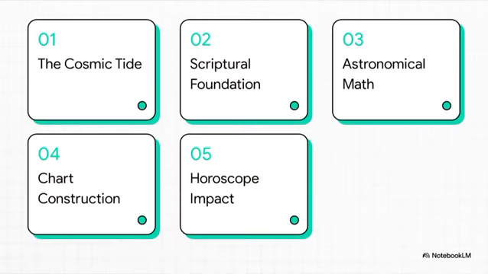Here is a quick roadmap for this explainer. We're going to cover 1. The concept of the cosmic tide. 2. The scriptural foundation. 3. The astronomical math behind it all. 4. Chart construction. And 5. The horoscope impact. Let's dive right in.